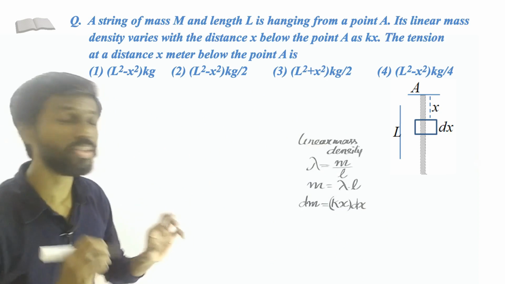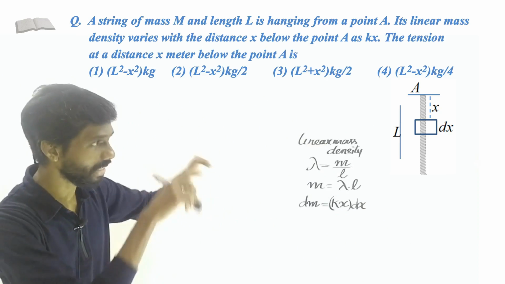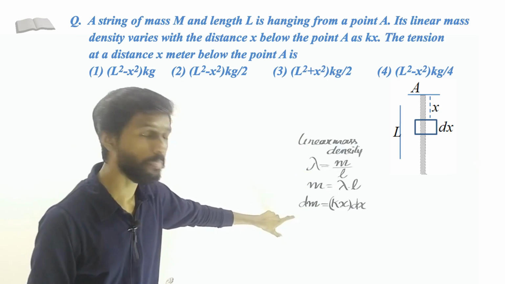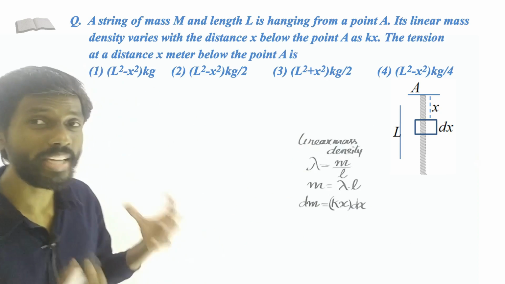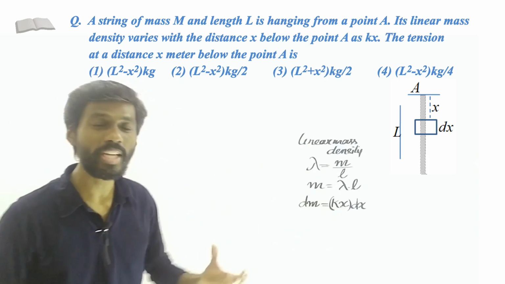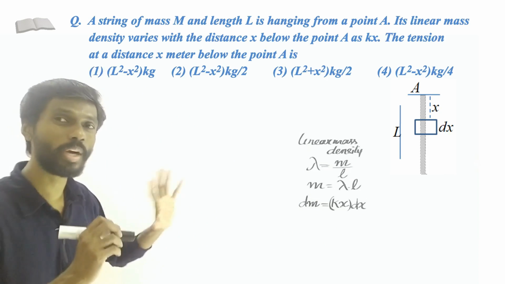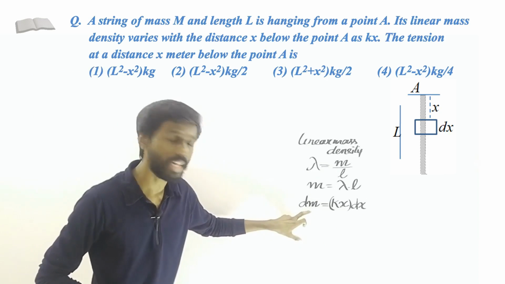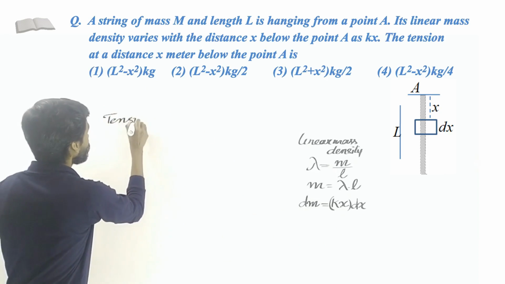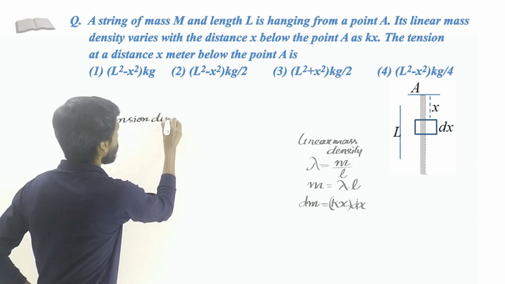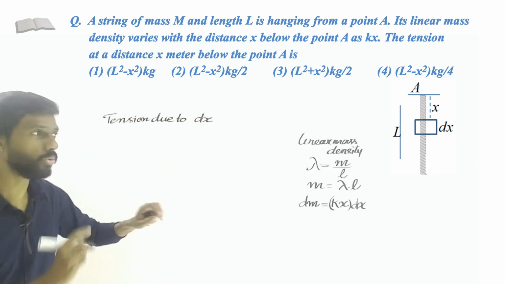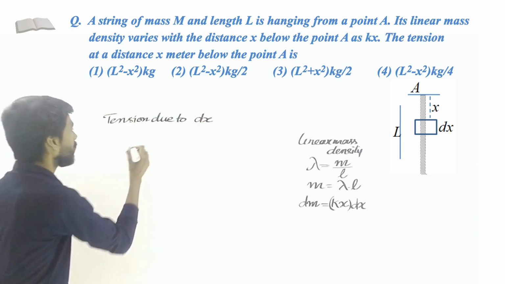We will find the tension only due to this mass, not the entire string, only due to the portion of the string, dm. What is the weight of that? That is mass multiplied by g, right? So dm multiplied by g, that is the weight, and tension is in the opposite direction. So what is the tension due to only that small portion, say dx? Due to that small portion, the tension is taken as dT.